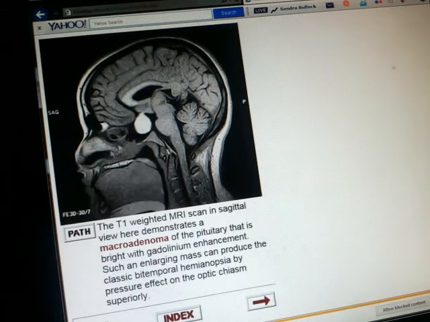On this MRI section, this is the pituitary gland, which is enlarged and filling the sella turcica. This is a macroadenoma, not a microadenoma.